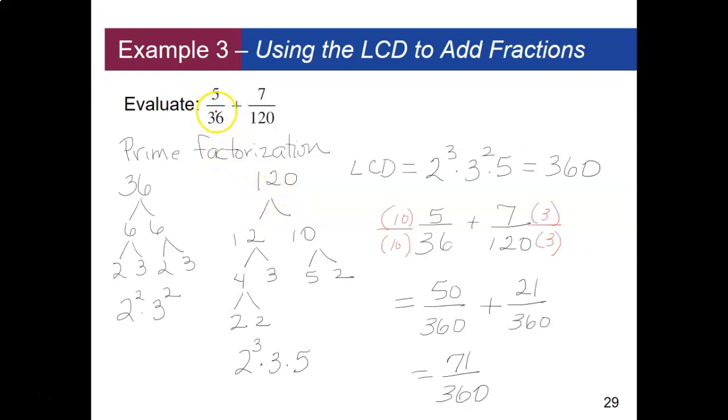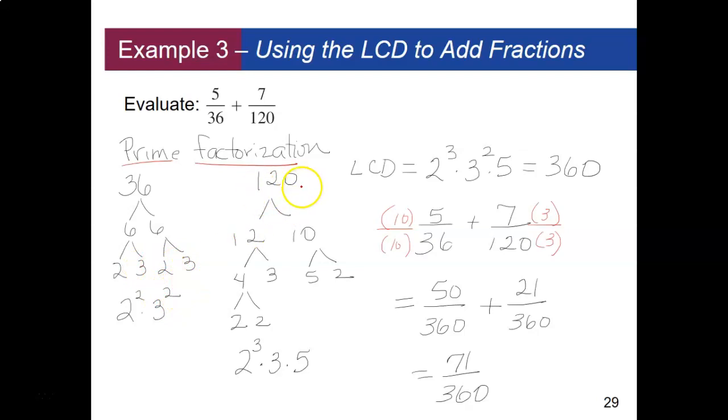So if we look at 36, we're going to do the prime factorization of both of these. So if I take 36 and I say what goes into 36, 6 and 6 go into 36, I'll keep splitting these up until I have all prime factors. So 2 is a prime factor and 3 is a prime factor. So I have 2 to the, I've got 1, 2, so 2 to the second power, and then 3 to the 1, 2, 3 to the second power.